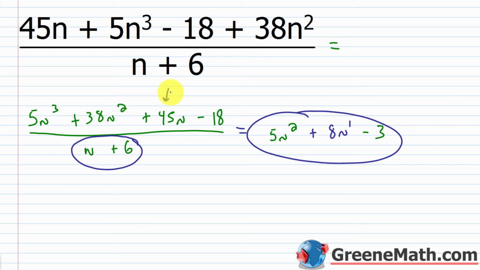This is how you can always guard against mistakes. It's just like if I had 6 divided by 3, and this equals 2, I could say 2 times 3 gives me 6. It's the same thing. I'm saying 5n squared plus 8n minus 3 times the quantity n plus 6 is going to give me 5n cubed plus 38n squared plus 45n minus 18. It's a more complicated example of that, but it's the same concept. All right, so let's go ahead and do this. If we had n plus 6 times 5n squared plus 8n minus 3.